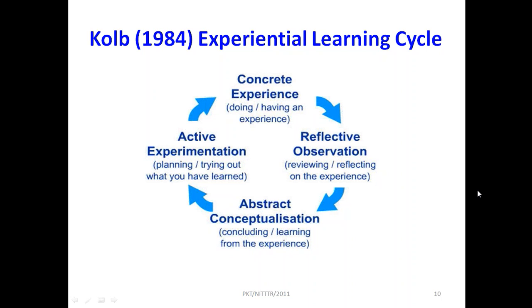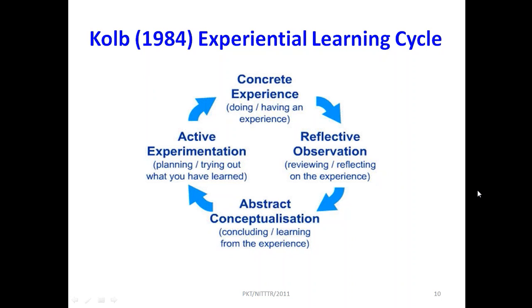So abstract conceptualization means either a person gets a new idea or he modifies what he has already understood, and then he tries to indulge in active experimentation. When I say active experimentation, that means the person would like to test the new learning in the world, and he would apply that new learning and find out whether the results he expected are there, or whether it is a valid one or not.